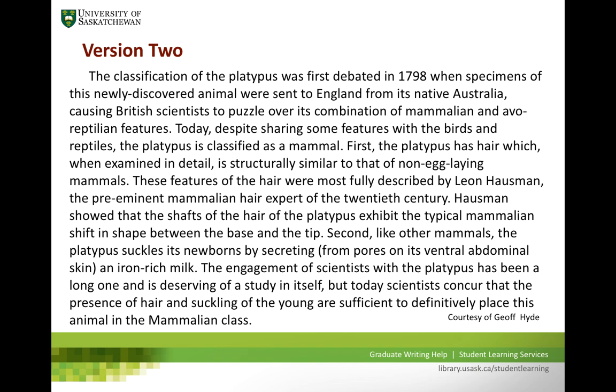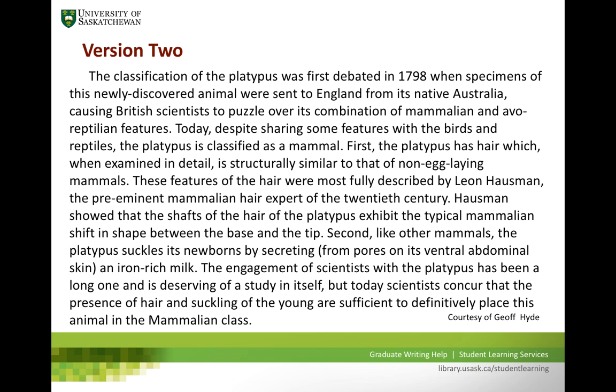Second, like other mammals, the platypus suckles its newborns by secreting from pores on its ventral abdominal skin an iron-rich milk. The engagement of scientists with the platypus has been a long one and is deserving of a study in itself. But today, scientists concur that the presence of hair and suckling of the young are sufficient to definitively place this animal in the mammalian class.